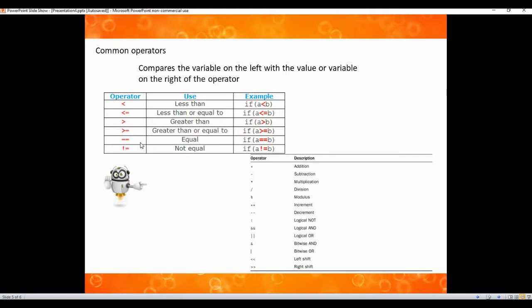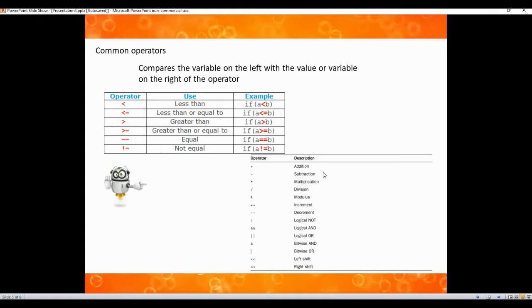Then equal we define by 2 equal signs, and then we have not equal, which is defined by an exclamation mark and an equal sign, which means if they're not equal to each other, execute some sort of command. At the moment, it might seem a bit pointless to you. However, those are very common operators, and they will be used extensively as the projects progress and become more complicated, and when they involve more logic of what we want the Arduino to do for us.